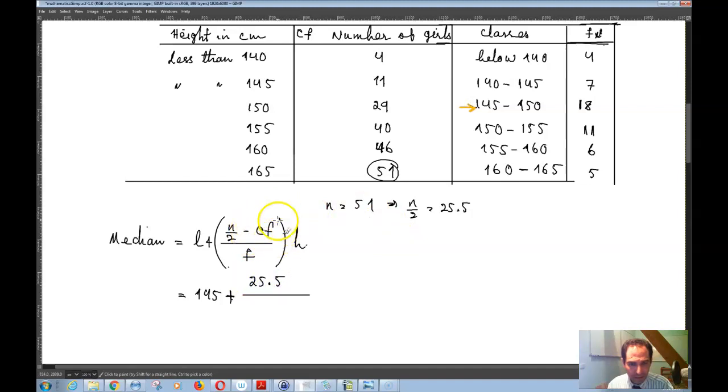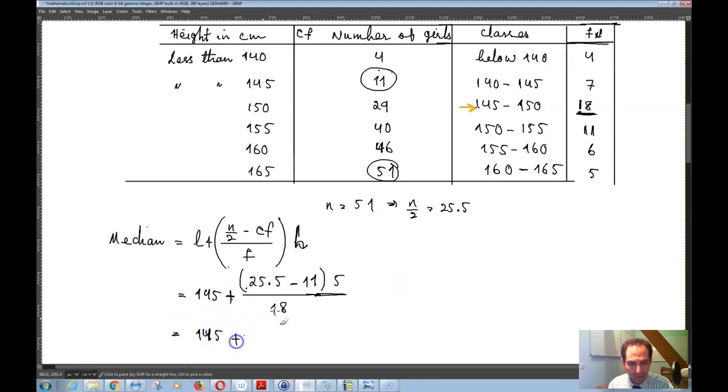Basically this thing over here is the cumulative frequency of the class preceding the median class, which is 11. So 25.5 minus 11, and you divide that by the frequency of the median class, which is 18. Not the cumulative frequency, but the frequency of the median class, which is 18. Then you multiply the whole thing by the class size, which is 5.